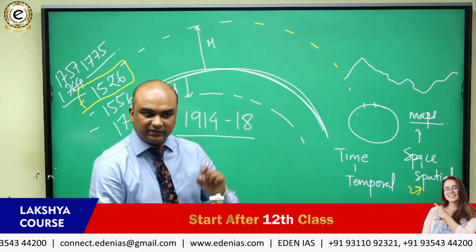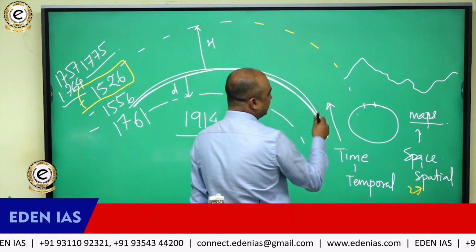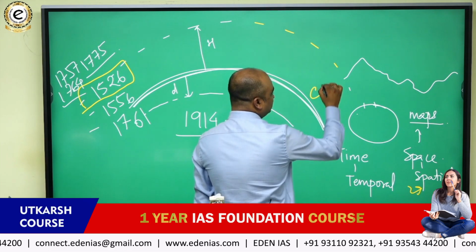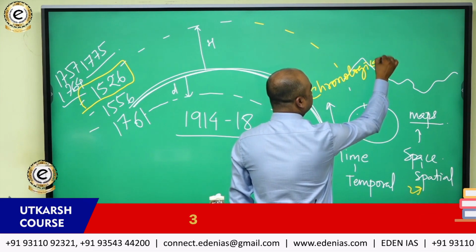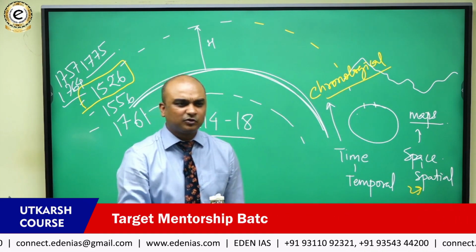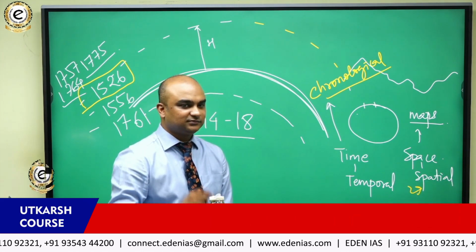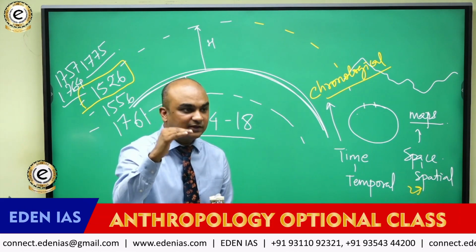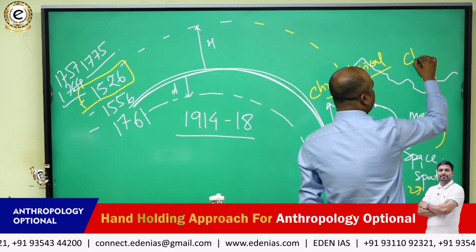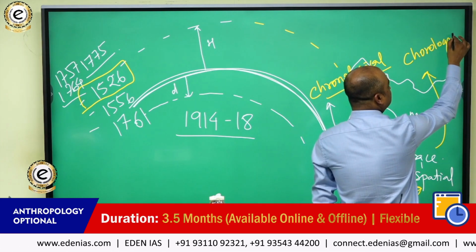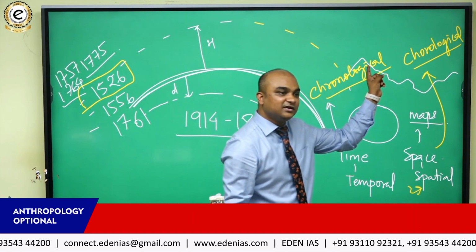Ab ek cheez dekho. Jab hum kisi cheez ko time ke basis pe describe karte hain, then we call it, or that kind of science, we call it chronological, or such kind of description is chronological description. Aapne ye kabhi padha bhi hoga history ke book mein. Arrange all the rulers of the Mauryan Empire in a chronological order. So chronology matlab kya hota hai? Time ke basis pe. Whereas space ke basis pe jab hum kuch describe karte hain, that is known as horological. So history is chronological, whereas geography is horological.